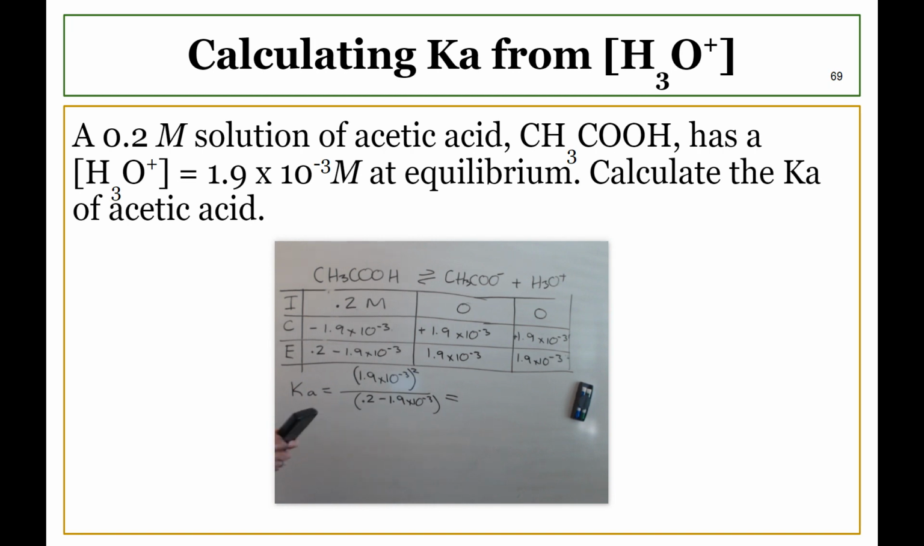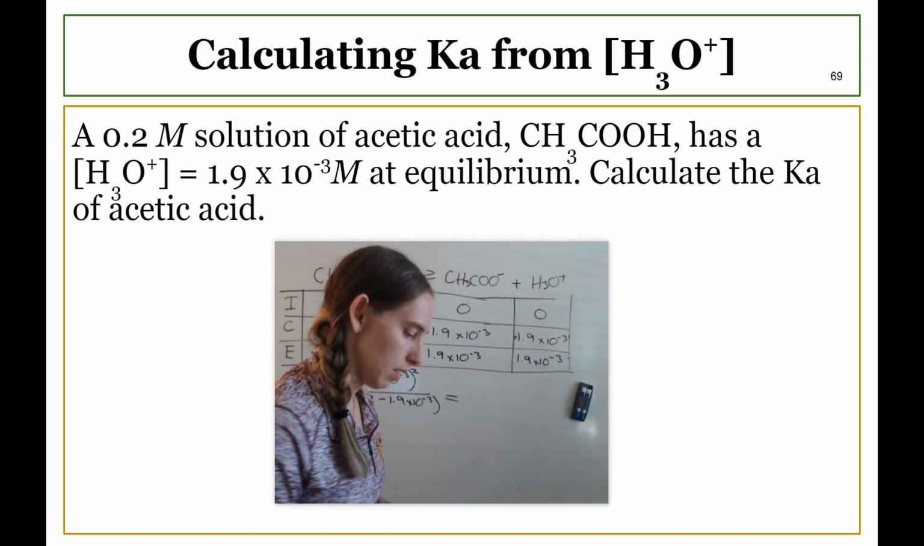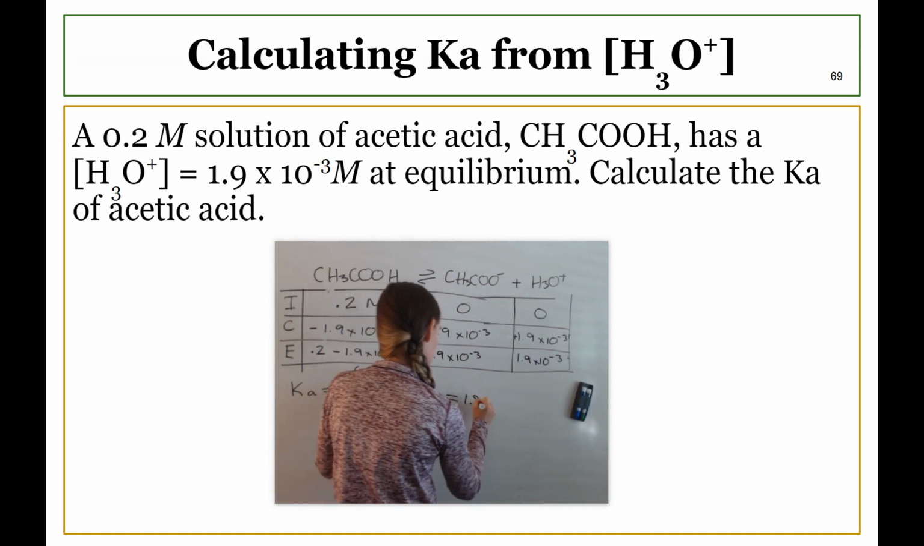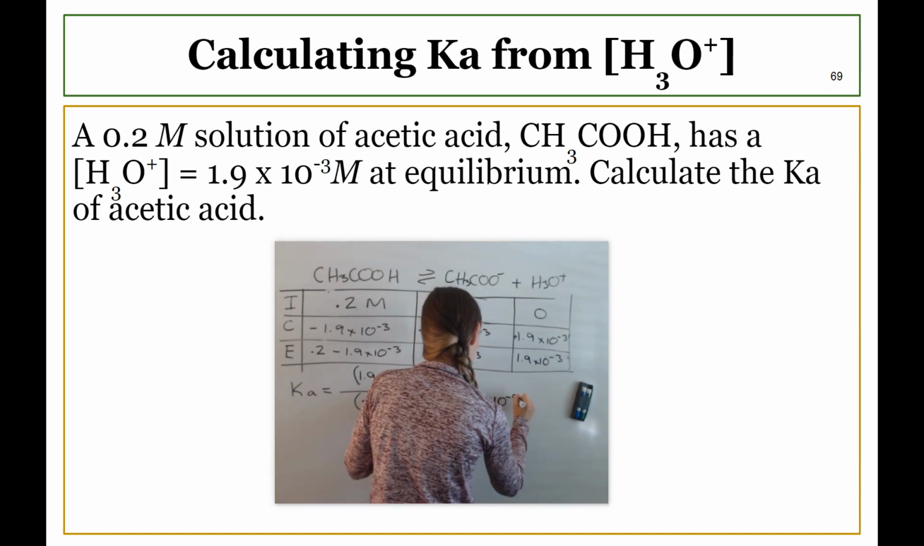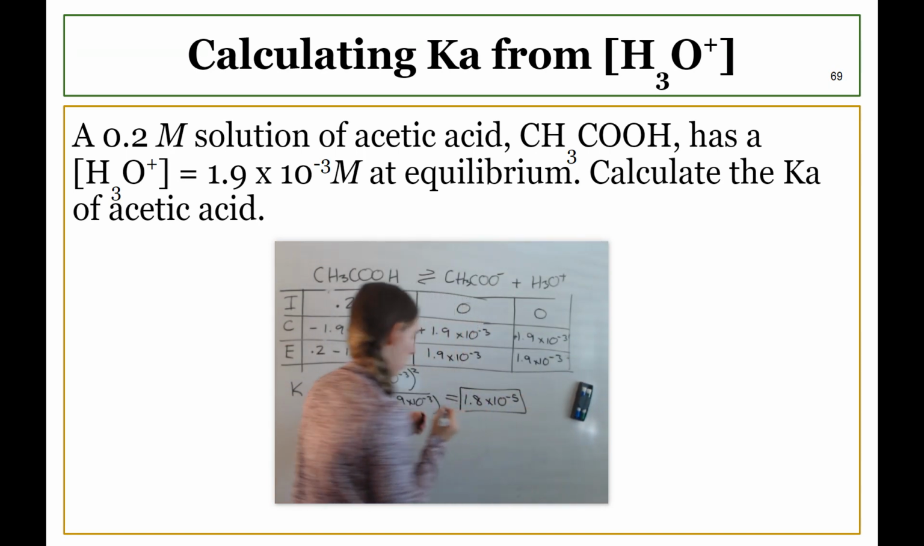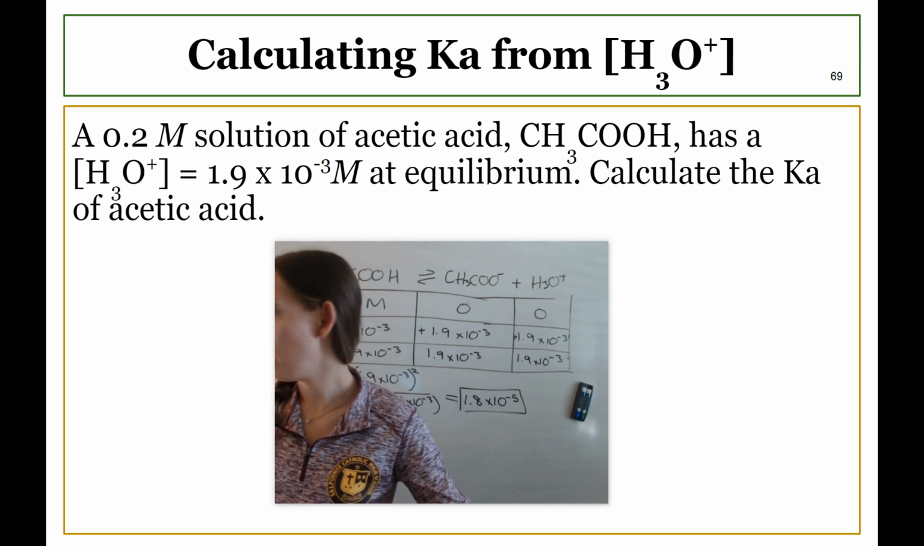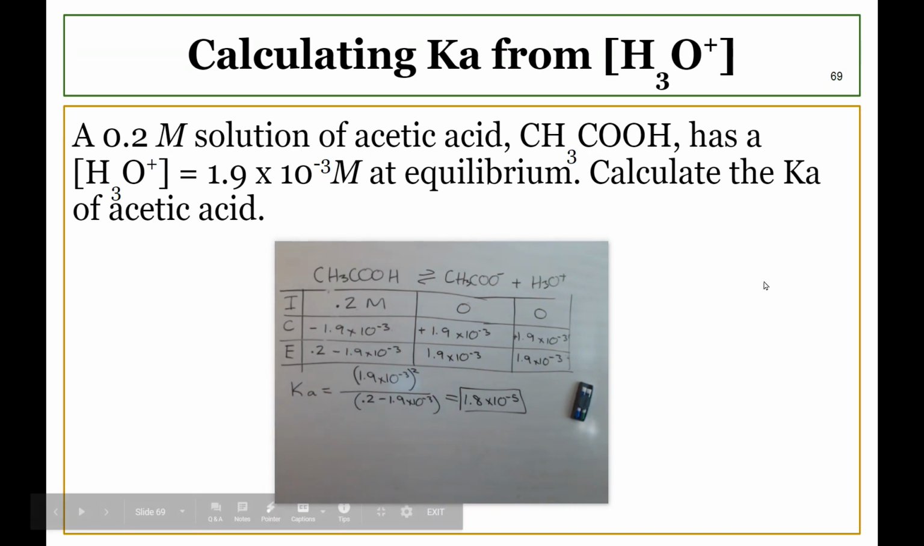All right, so we have 1.9 times 10 to the negative 3 squared divided by 0.2 minus 1.9 times 10 to the negative 3. Make sure you use parentheses again. And we get 1.8 times 10 to the negative 5. There you go. All right, we're going to do some more practice.